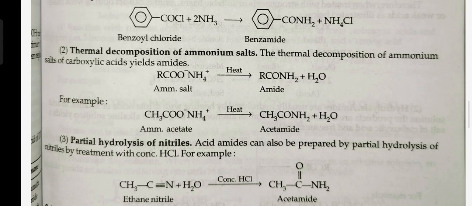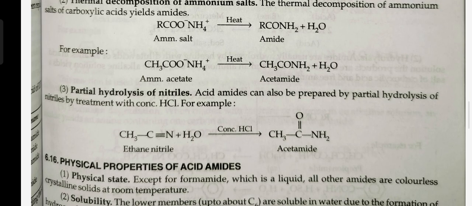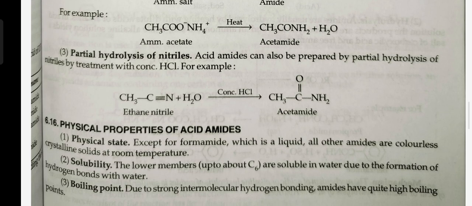Third, partial hydrolysis of nitrile. Acid amides can also be prepared by partial hydrolysis of a nitrile by treating with concentrated HCl. For example, ethane nitrile plus water, in the presence of concentrated HCl, gives acetamide.